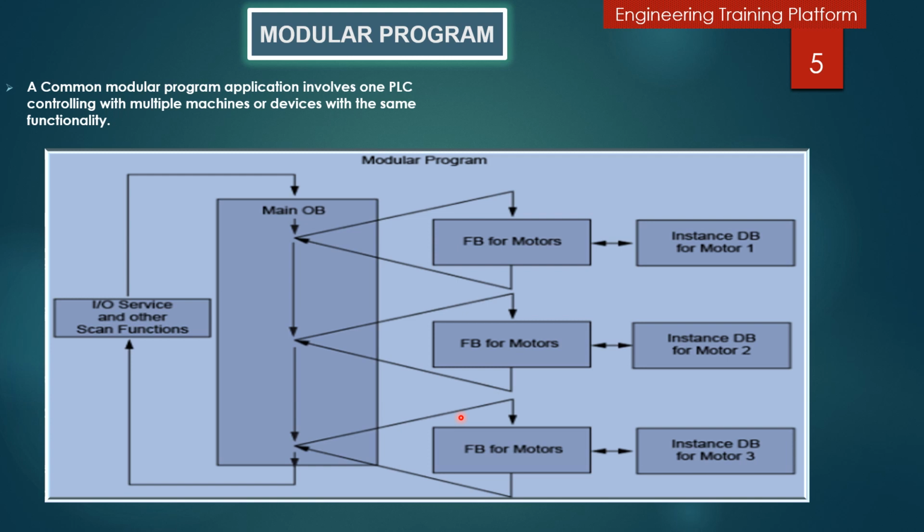A common modular program application involves one PLC controlling multiple machines or devices with the same functionality. For example, a factory may have multiple motors that must be controlled in the same way by the same PLC.